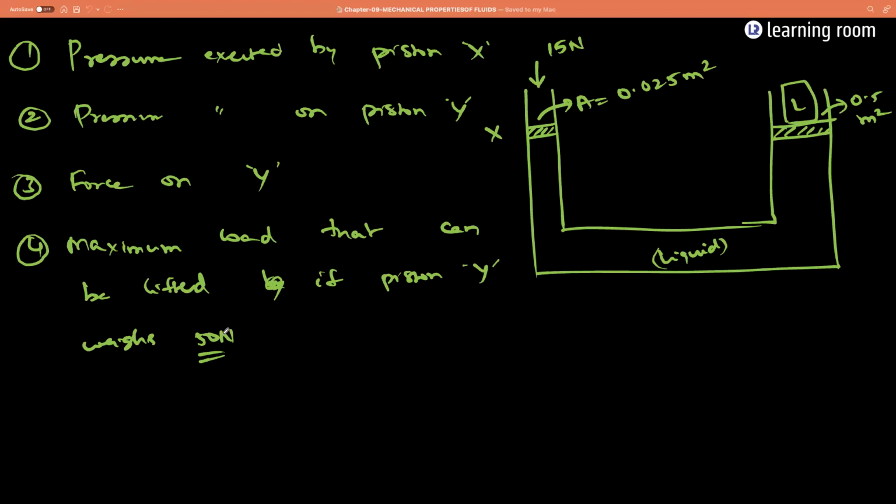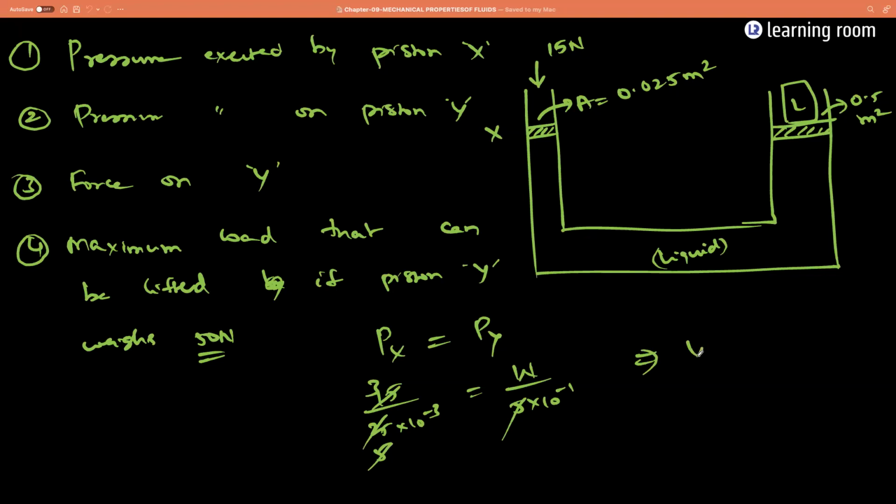0.025, how will you write it? First of all, I told you not to deal with decimals, convert into exponents. So how do you write 25 into 10 power minus 3? So pressure at point X should be equal to pressure at point Y. That is the first logic. So 15 divided by 25 into 10 power minus 3 is equal to the load, that is weight, divided by 5 into 10 power minus 1. So this 5 cancels this 25 five times, and this goes 3 times. So the weight will be equal to 3 into 10 power 2. So it is 300 Newton.